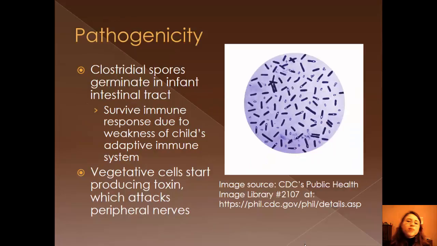So, some facts about pathogenicity. Again, this is an endospore-forming bacteria, so the spores will germinate and live in conditions in which the bacteria itself cannot survive. Clostridium botulinum is an anaerobic bacteria, so it thrives in home-canned foods or in honey, where there's not a lot of oxygen content. These spores will survive the child's immune response simply because the child has not yet developed a full adaptive immune response within that first year to be able to combat this type of pathogen. And so the vegetative cells will start producing the toxin, which will directly attack the peripheral nerves of the infant.